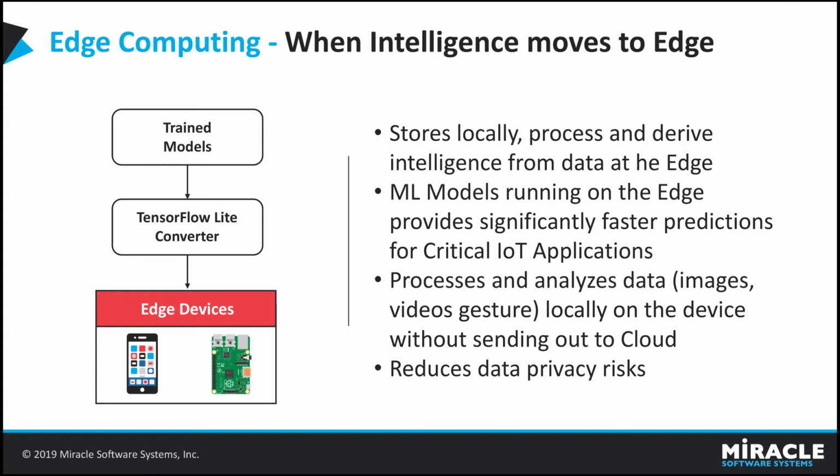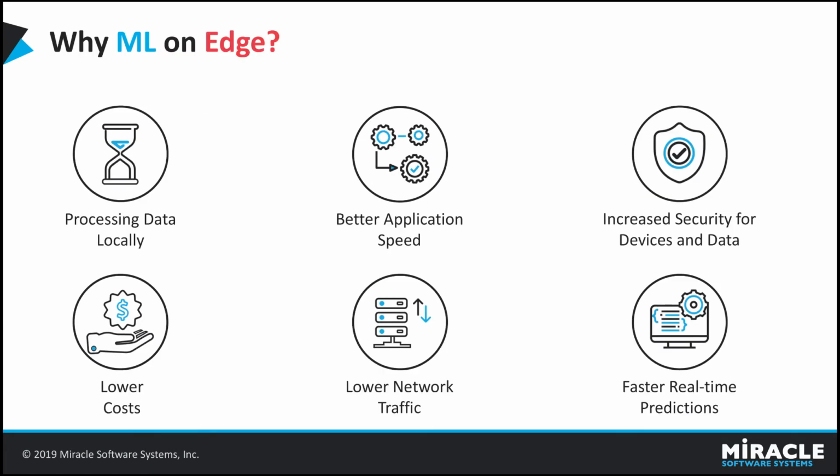So on the right side image, you can see the trained models are then converted using TensorFlow Lite converters so that they can be deployed onto your edge device, like a phone or Raspberry Pi, your smartphone, or maybe an Intel Edison or any other devices that we have right now in the market.